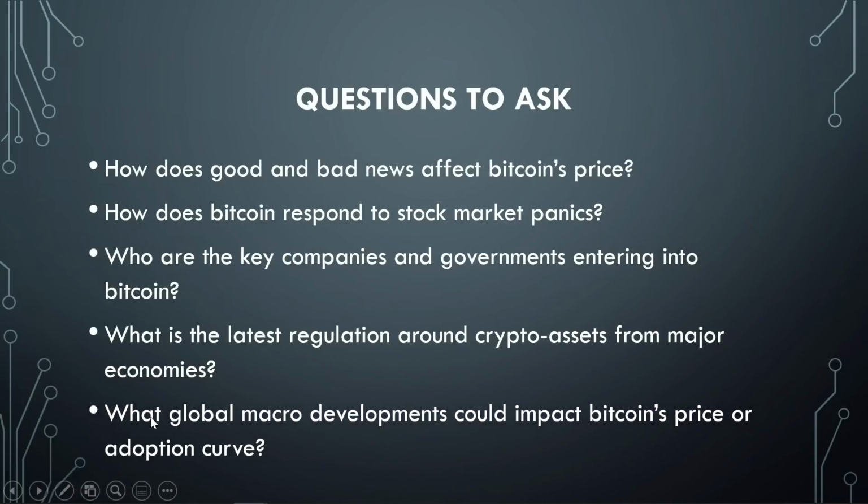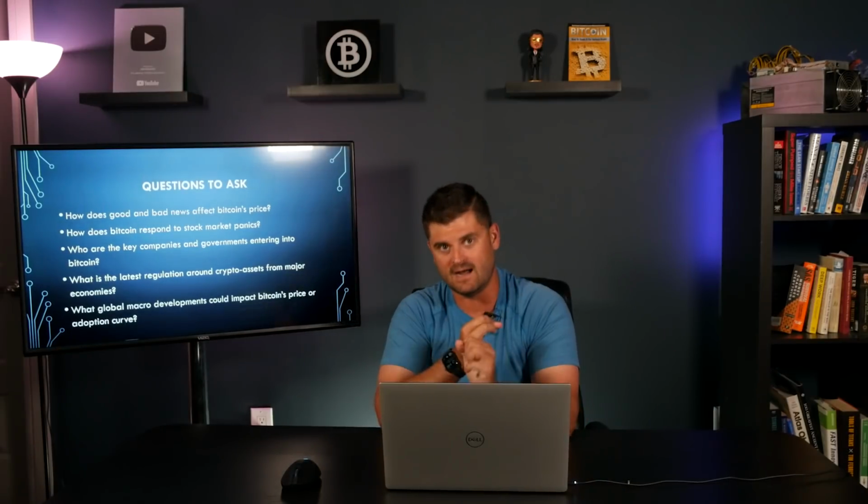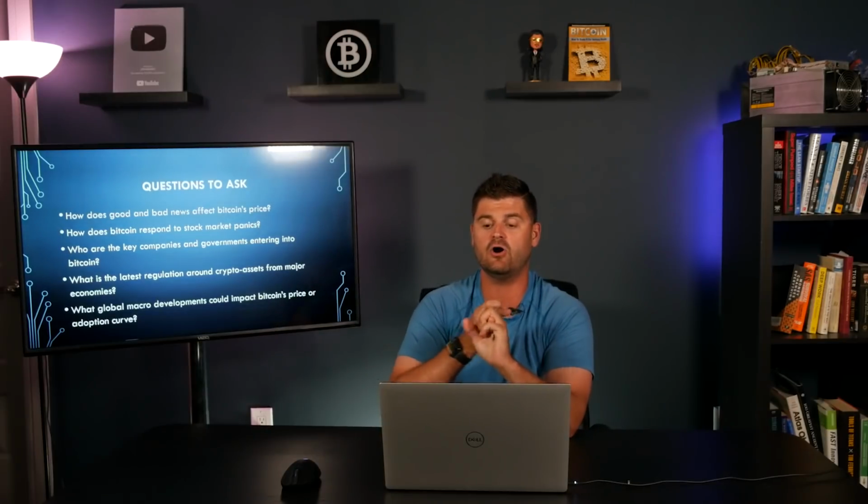And the final question is, what global macroeconomic developments could impact Bitcoin's price or the adoption curve? And this is where things get really weird. When we start talking about inflation, monetary policy, and all of these governments trying to release their own central bank digital currencies, this is where you introduce a lot of opinion, but not a lot of substance.